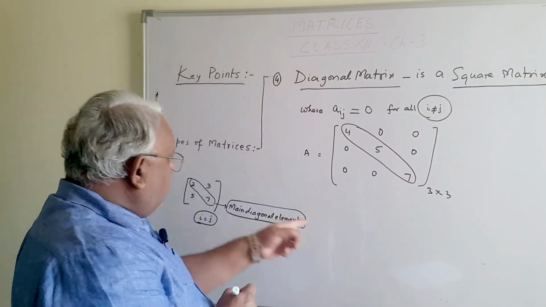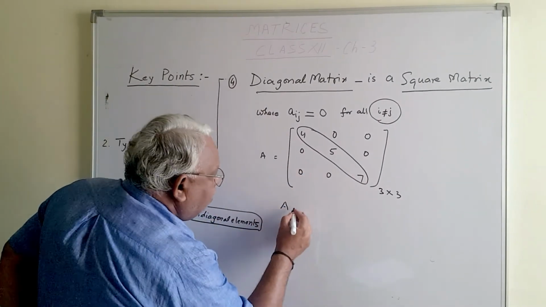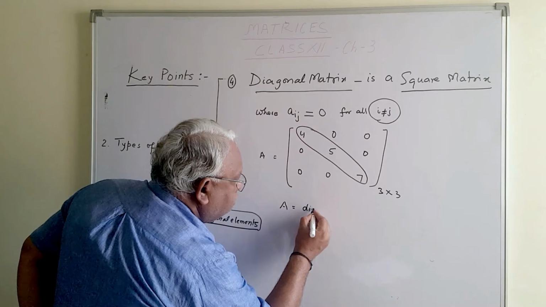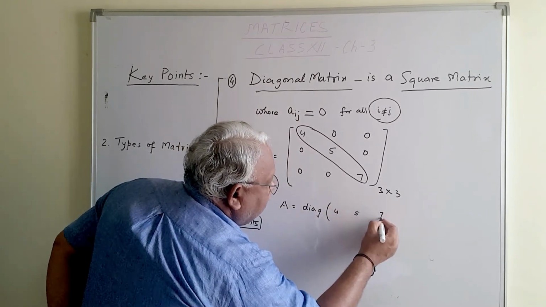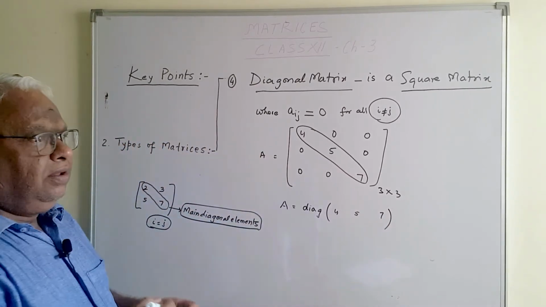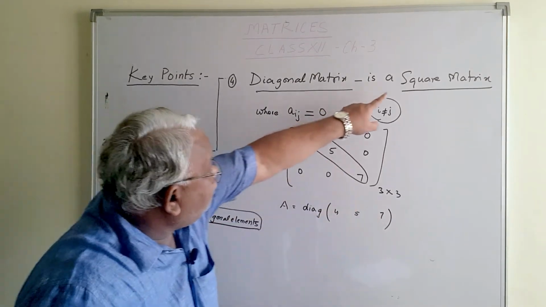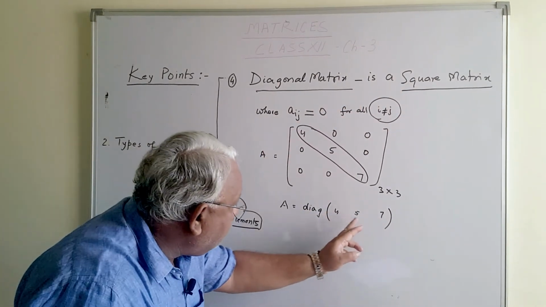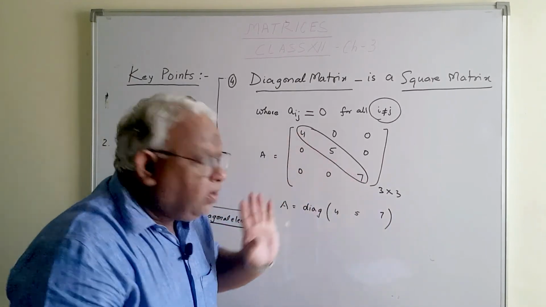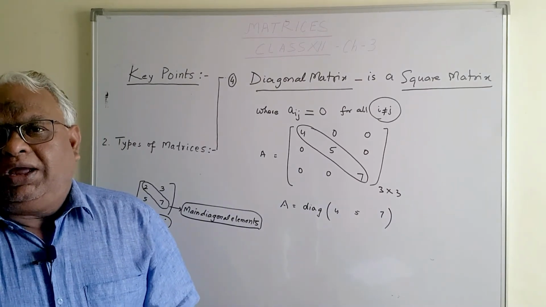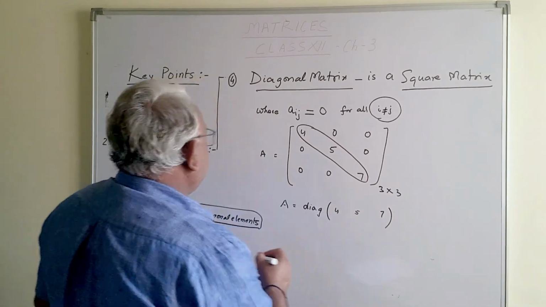Now, there is another format of writing a diagonal matrix. The same diagonal matrix can be written as A equal to diag 4, 5, 7. What does it mean? The meaning is these 3 elements, because we are talking about a square matrix. So if you have 3 elements, it means this is 1, 1, this is 2, 2, and this is 3, 3. So put 1, 1, 2, 2, 3, 3, and the rest you fill up with zeros. I hope the things are clear.